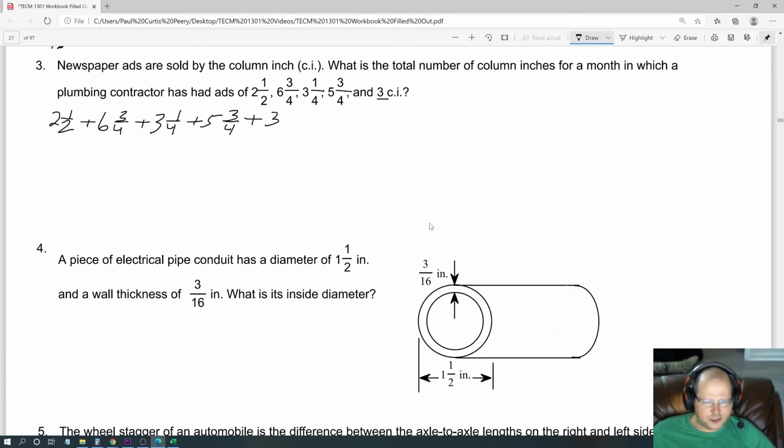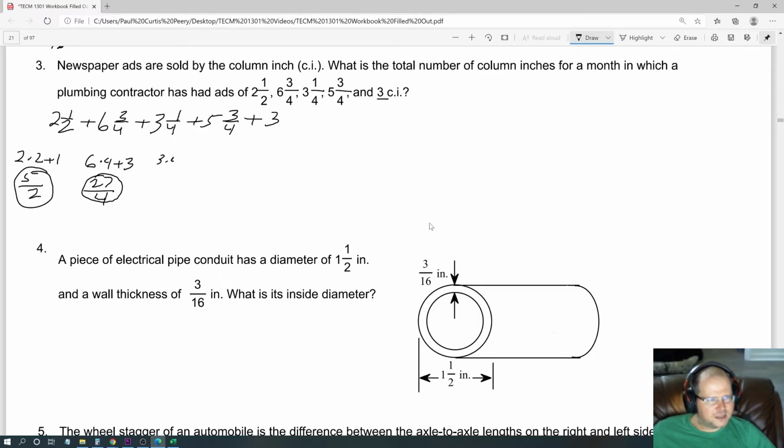Now, I recommend you use a calculator just like I do for all these problems, but I'll show you how to do it the long way. First, we need to convert all these into improper fractions. So we say 2 times 2 plus 1, which will give me 5 over 2. That's the first one. Watch the next one. It's 6 times 4 plus 3, which is going to give me 24 plus 3, or 27. And we put that over the old denominator of 4. So we end up with this for the second one.